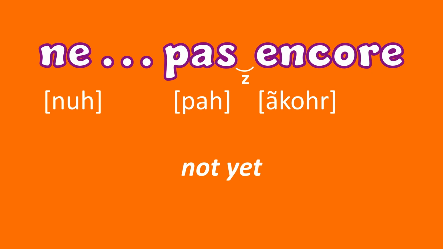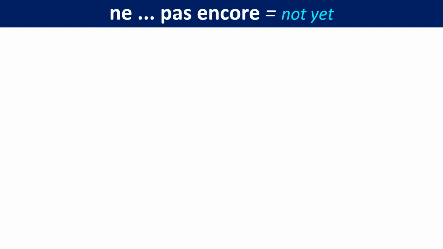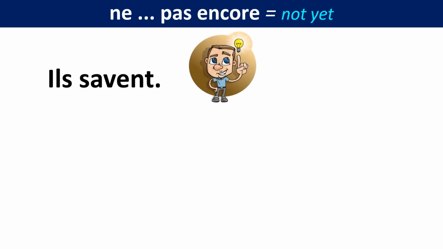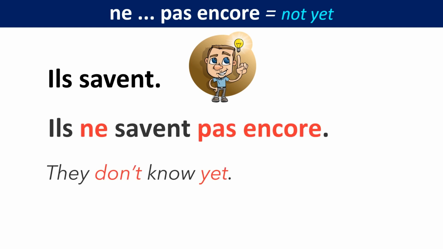Ne, pas encore. Ne pas encore means not yet. In this sentence, ils savent, they know. If I use the negative, ils ne savent pas encore. They don't know yet. Sometimes, however, you might find that the S of pas, P-A-S, that should be liaising with the E, so we should have the pas encore. Quite often in familiar language, you'll find that it's omitted, so you might hear ils ne savent pas encore.